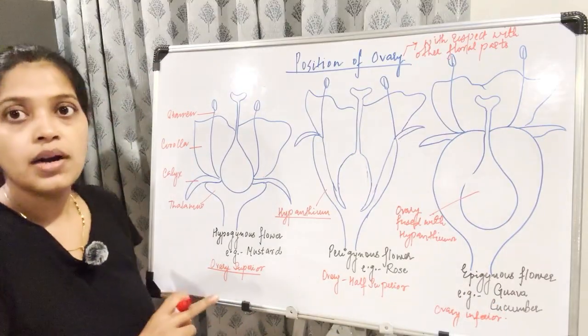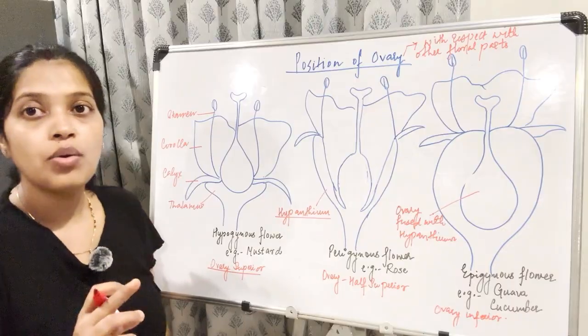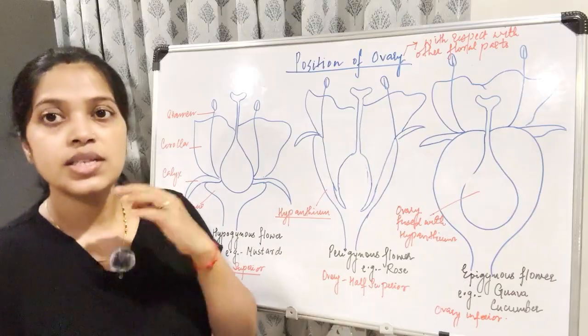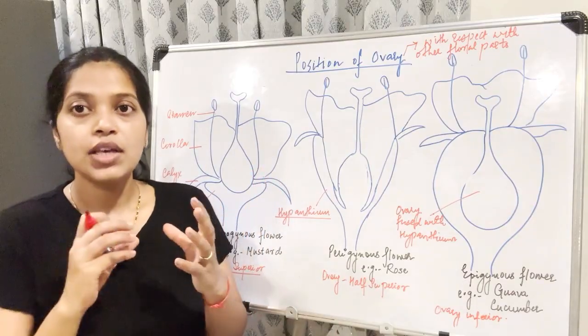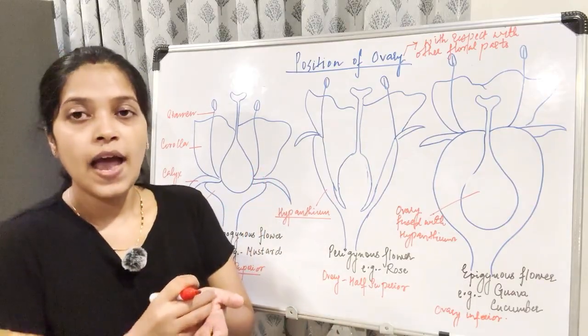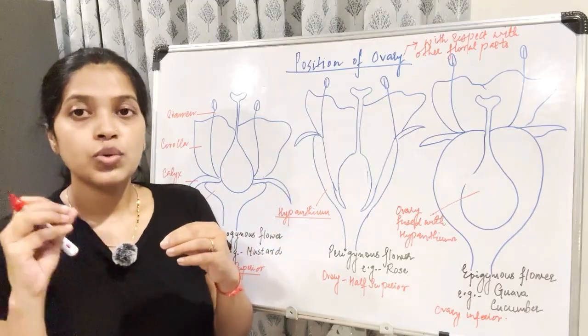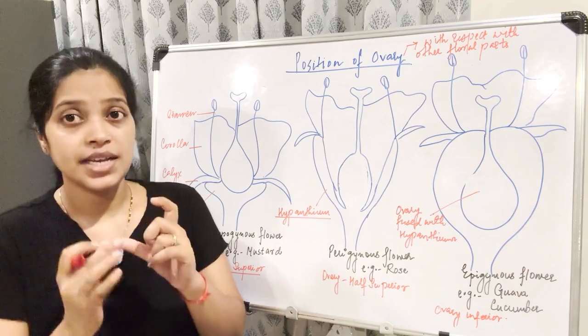So in the next part, I will be telling you about the different types of placentation. Inside the ovary, we have the ovules, and the ovules are attached to the ovary through a tissue which is called placenta.